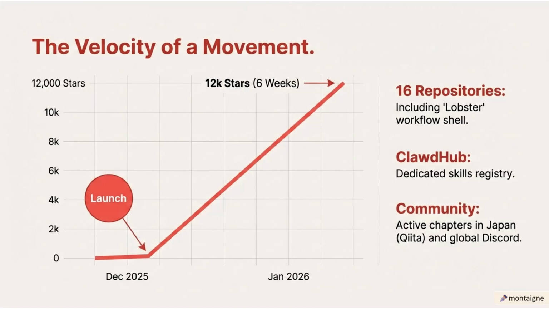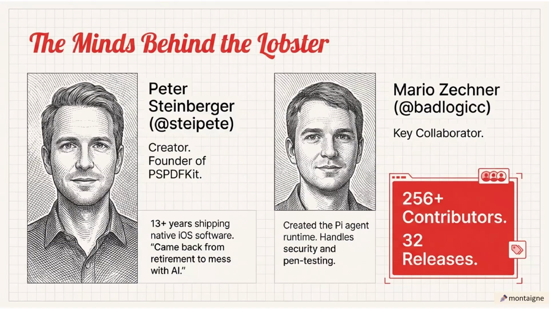Let's meet the team. So that rapid velocity didn't happen in a vacuum. It's driven by serious engineering pedigree. Leading the charge is Peter Steinberger. After 13 years shipping enterprise-grade software at PSPDFKit, he actually came out of retirement specifically to, quote, mess with AI, bringing that native app polish to the agent world.